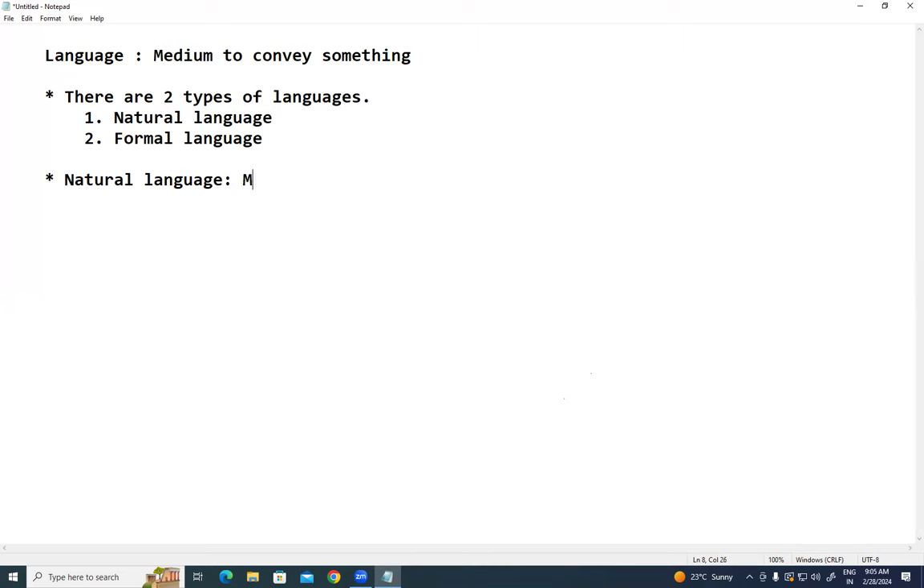A medium to convey what's past, present, and future information, data, whatever it is. Okay, what are all the examples you can say?